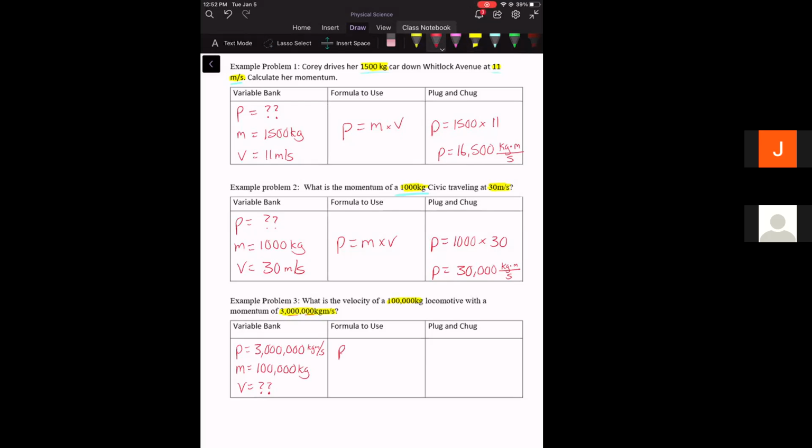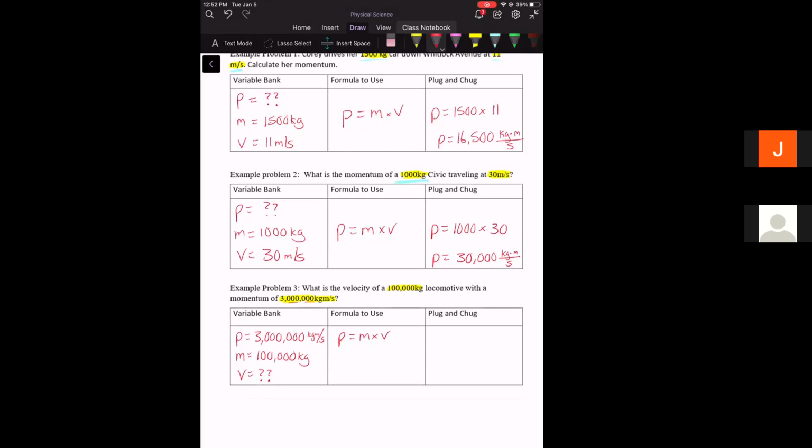All right, same formula. So I'm going to write P equals M times V, or what could I also write? What if I'm solving for V? How do I get V is equal to what? Anybody remember from your notes? We have to divide. Which one goes on top? Mass? No, not quite. Good guess though. P is going to go on top and mass is going to go on the bottom.